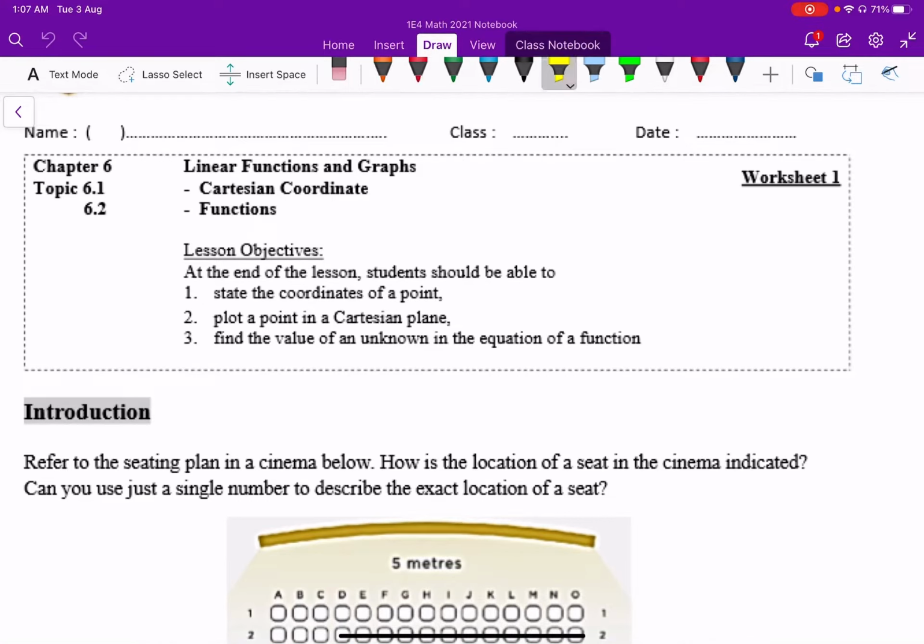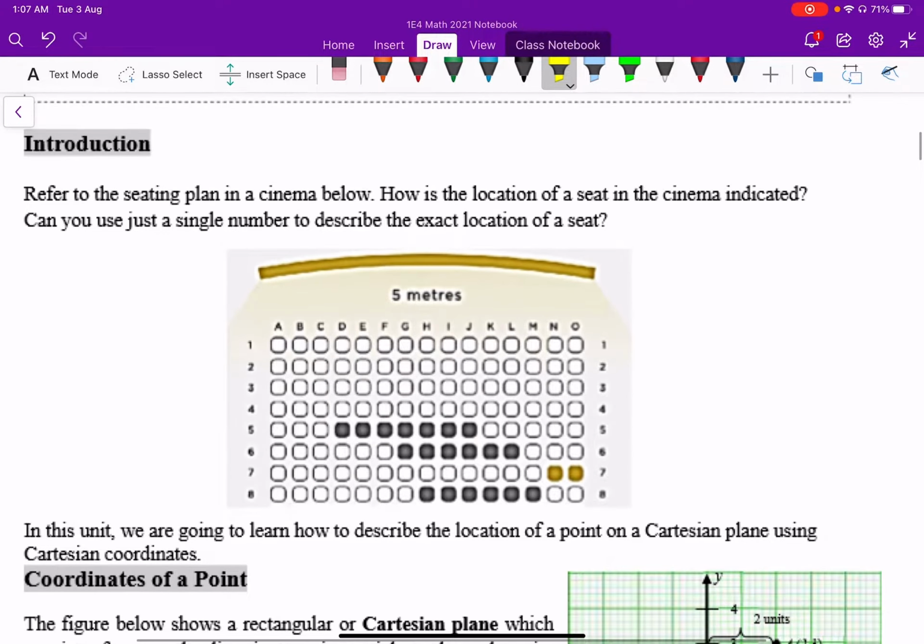Hello guys, so we are moving into a new chapter. We're going to move back to chapter 6 that we did not cover the last time. This is on linear functions and graphs. Today you're going to learn two things. One is Cartesian coordinates, and hopefully if we have enough time we can move on to learn about functions. Alright, so let's start.